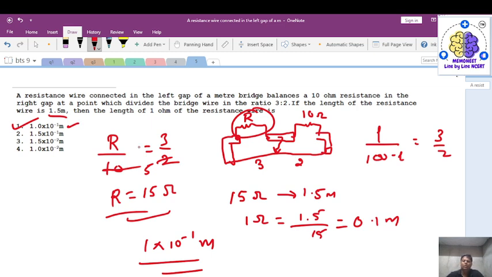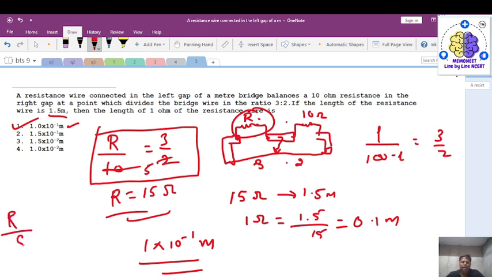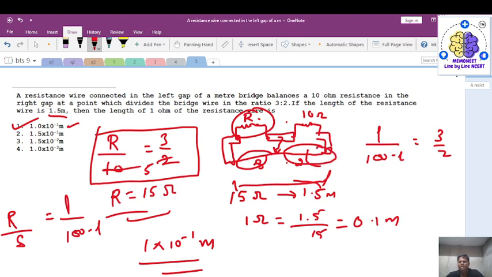So what we have used over here is the equation of balance condition for a Wheatstone bridge or for a meter bridge, that is P by Q is equal to R by S. For a meter bridge, R upon S is equal to L upon 100 minus L. Why 100 minus L? Because if this length is L and the whole length is 100, this length will be 100 minus L, right?